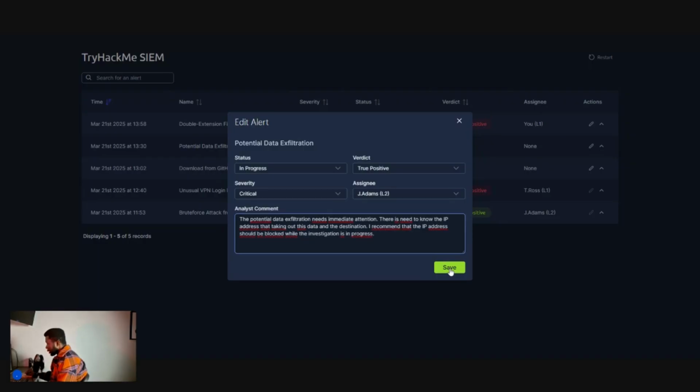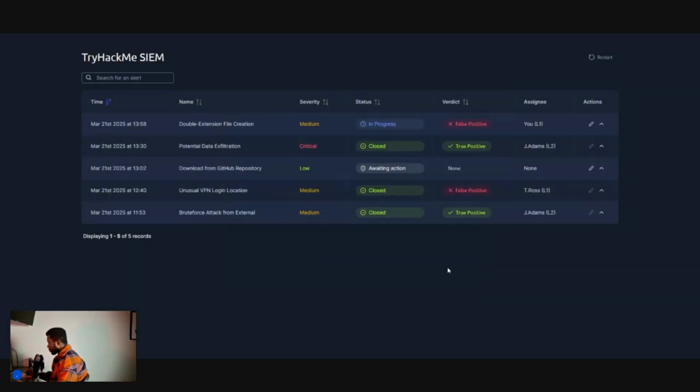Then you can save. Now, since we are done giving the comment, we've given severity, we've assigned it to someone else, we could close it from our own end so that the SOC Analyst 2 can take it over from there. So we can say save.